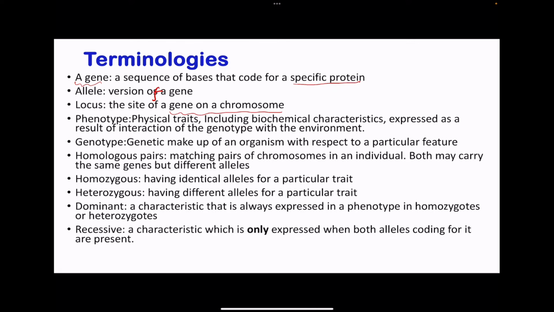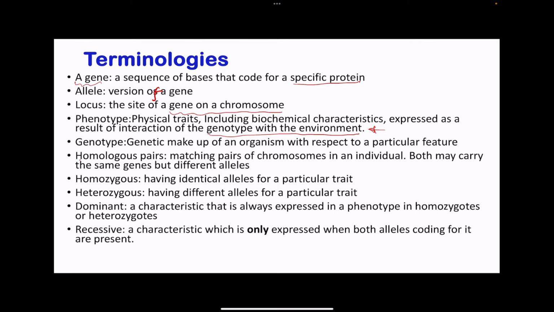The phenotype is the physical trait or outward appearance. It includes the biochemical characteristics expressed as a result of interaction between the genotype with the environment. This means the environment can affect the genotype. The genotype is the genetic makeup of the organism with respect to the particular feature, for example, being tall. They are genes responsible for height.